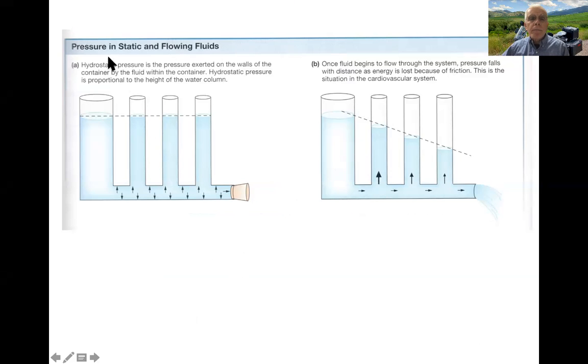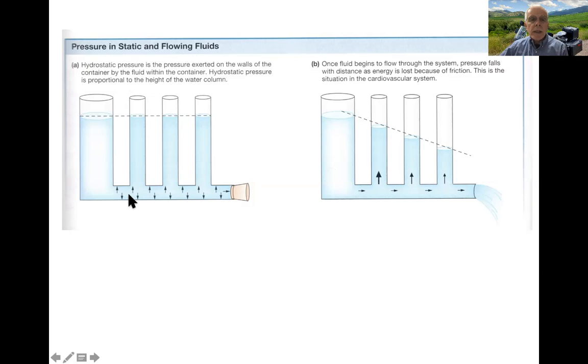All right. This figure is figure 14.3. This is part A and part B. The panel on the left, part A, you can imagine this as being a system of glass tubes filled with fluid. This could just be water in this case. They've got a cork in the end here so that they can prevent any outflow of blood. And the author here is simply trying to illustrate hydrostatic pressure. There's no flow going on here.